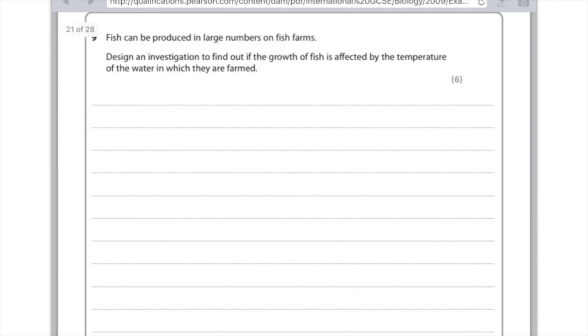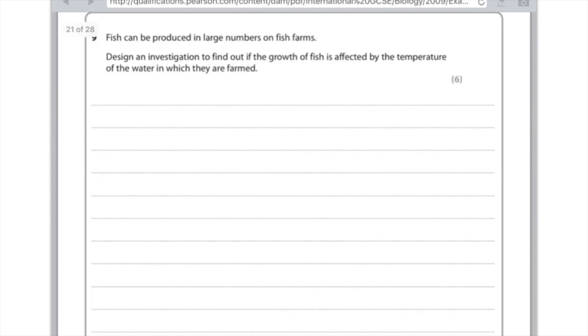So in this question, you need to talk about all your variables, so obviously the independent, dependent and control variables. The independent variable is the thing that you're changing, and obviously you're changing the temperature here. The dependent variable is what you're measuring. Right, you're measuring the growth of the fish. You need to state how you do that, whether it's by measuring the length of the fish or their weight, for example.